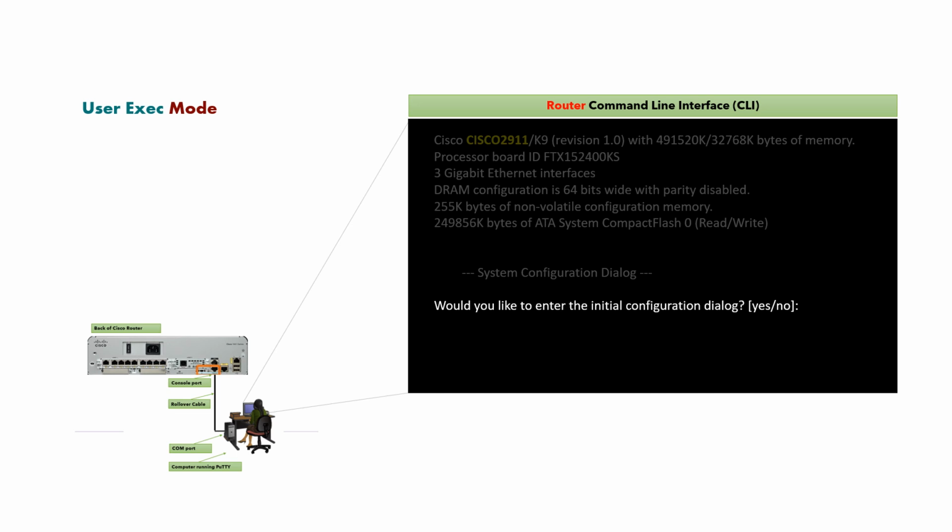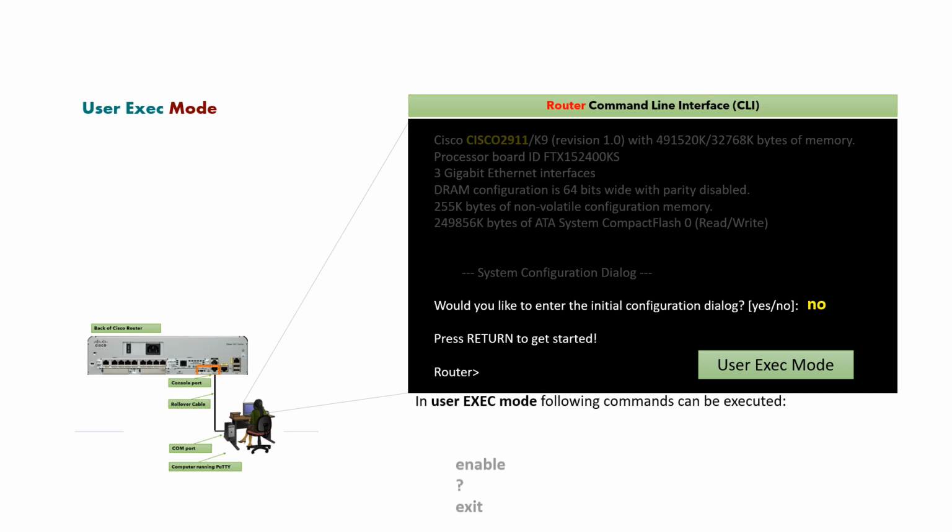When you see the prompt, would you like to enter the initial configuration dialog, just type no and press enter. Then press enter one more time. You'll access the user mode of the router. The prompt for the user mode is router greater than sign. In user mode, you can type question mark and press enter to see all the commands that are available at this mode. Two of the most commonly used commands are enable to access privilege mode and exit to exit from user mode.